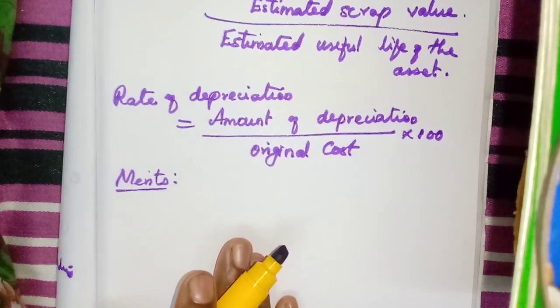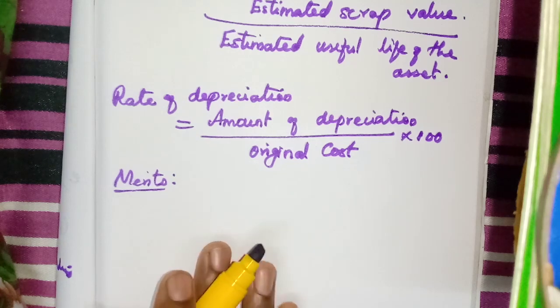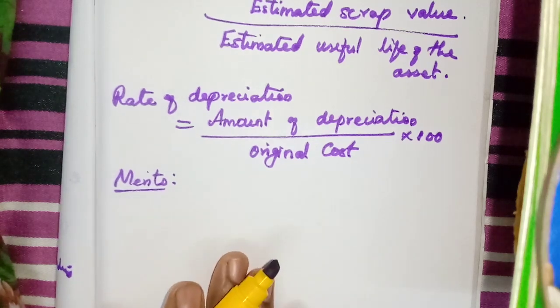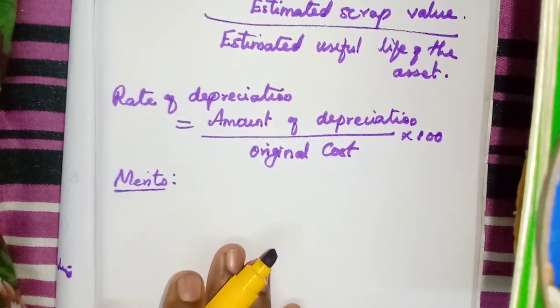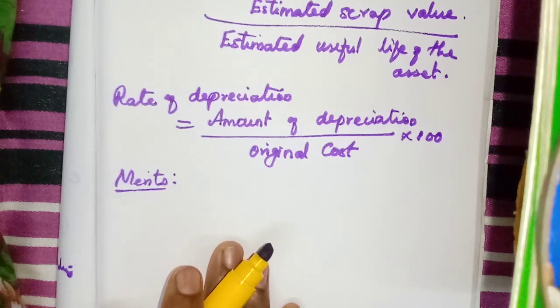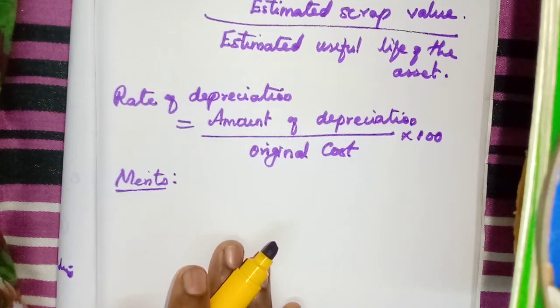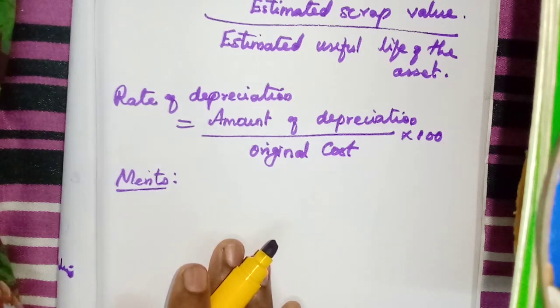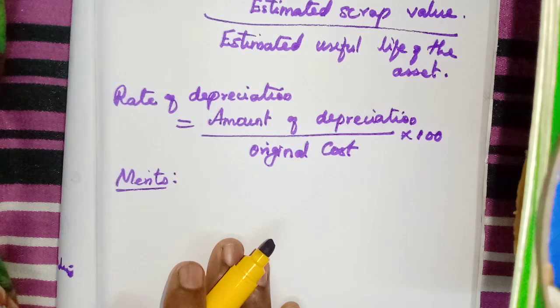Okay, so that the asset can be completely written off. All these points are available in your book; I am simply explaining. Then this method is useful for an asset having a fixed working life, so for which asset we can calculate the total number of years as its life. For those assets this method is very useful. Okay, so only 4 advantages.